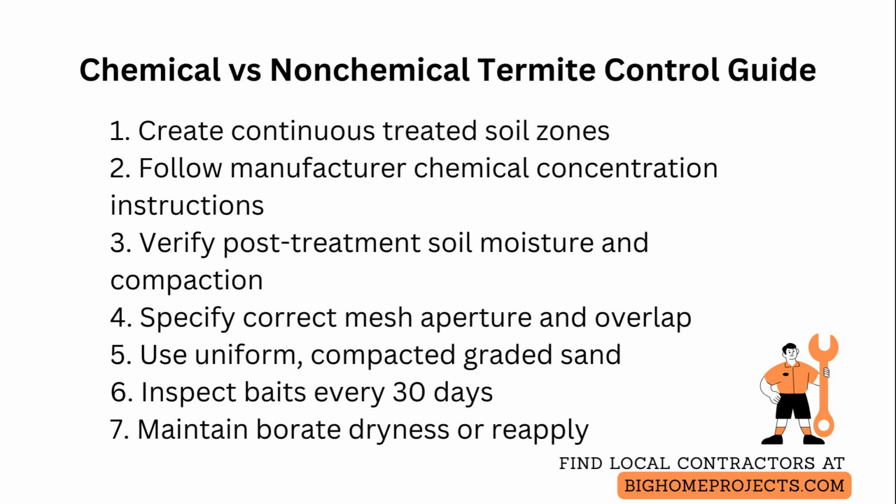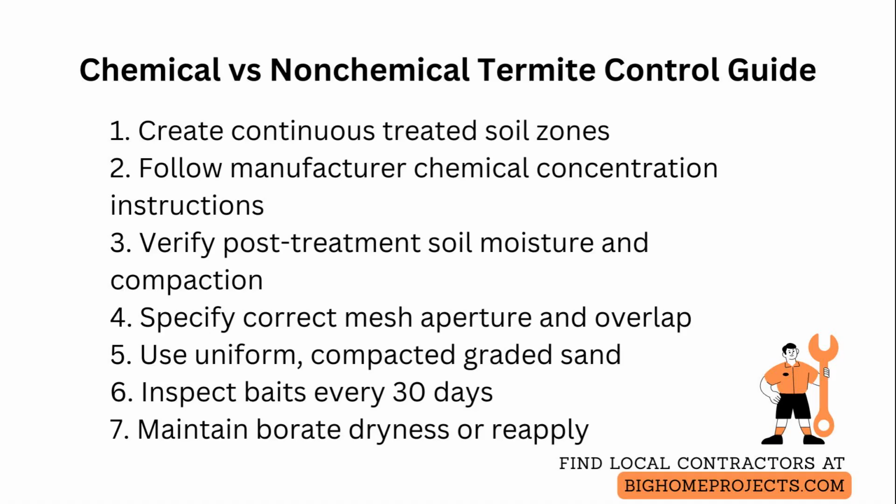Baiting systems provide colony monitoring and targeted control by placing cellulose baits with slow-acting active ingredients outside foundations, and they excel when used as part of an integrated program because they reduce non-target exposure. Perform regular inspections every 30 days early in service life, and maintain records of bait reads to detect trends before damage occurs.